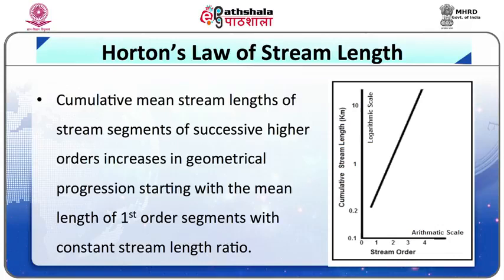Horton developed the law of stream length in the year 1945. According to him, cumulative mean stream lengths of stream segments of successive higher orders increase in geometrical progression, starting with the mean length of first order segments with constant stream length ratio. In other words, if stream order is taken on x-axis on an arithmetic scale and cumulative mean length of streams on y-axis on a logarithmic scale, it gives a positive linear pattern.